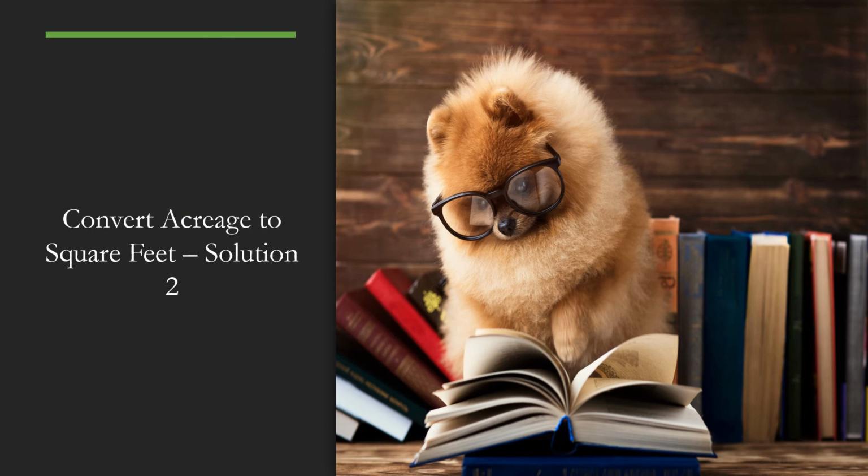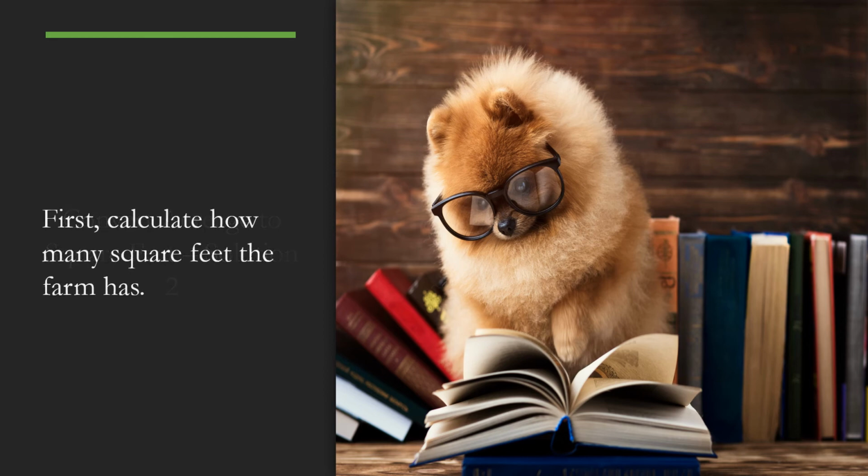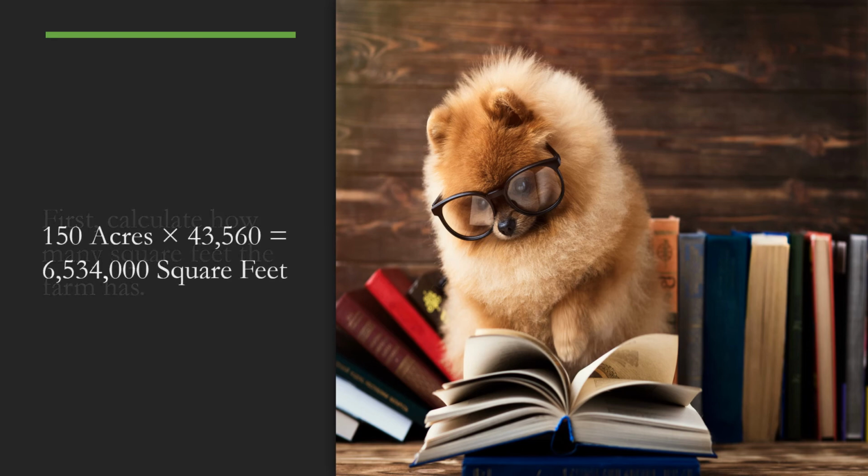Convert acreage to square feet, solution 2. First, calculate how many square feet the farm has. We actually did that in the previous example. So we took 150 acres times 43,560, which gave us our 6,534,000 square feet.